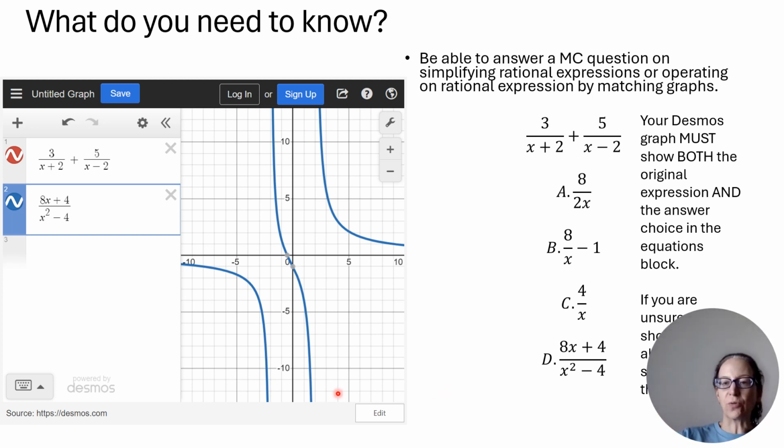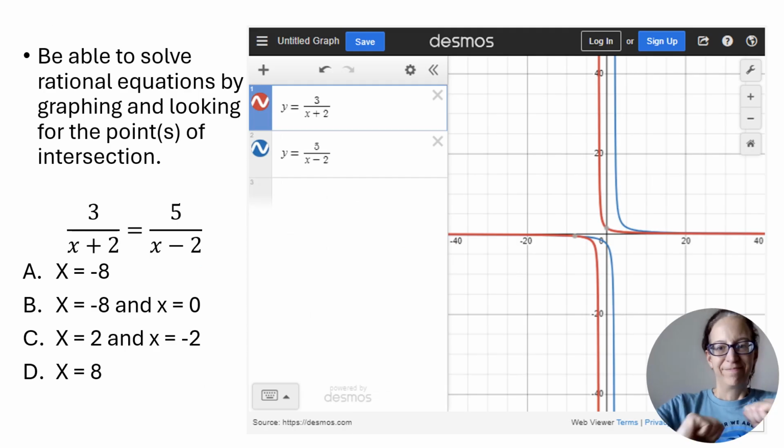So we would pick answer choice D, and this strategy would work for any expression that you were asked to simplify, and it also works for operating. So if you see a plus sign, a minus sign, and so forth. Okay, I kicked myself off this slide.